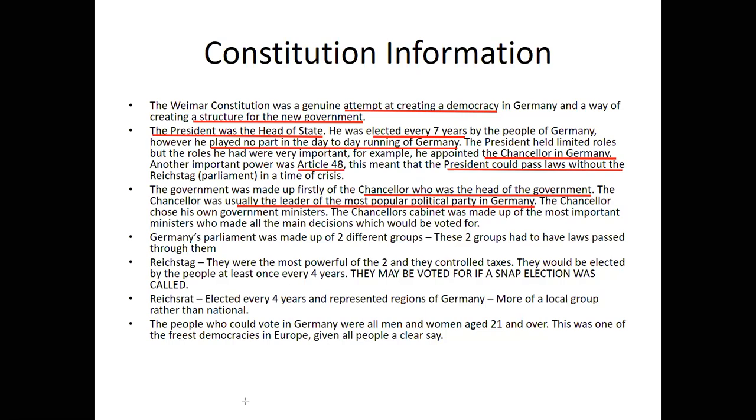The only time this didn't happen was in 1932 when the Nazis gained the biggest share of the votes. The reason for this is because the president didn't trust Hitler.